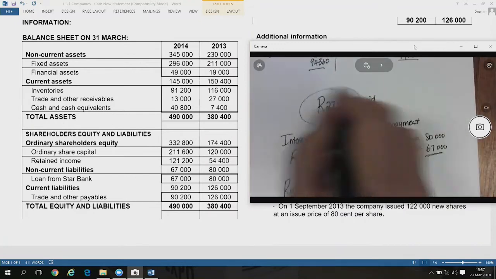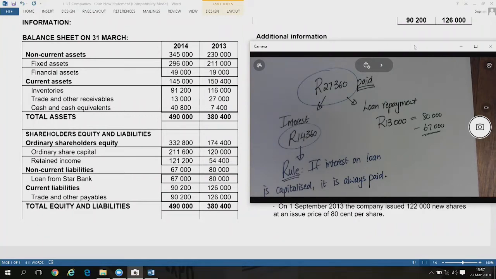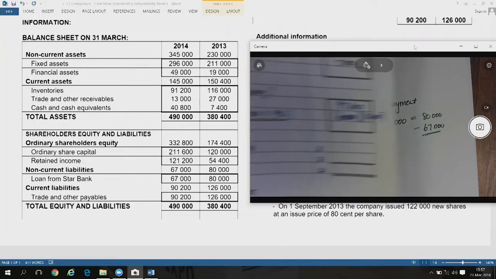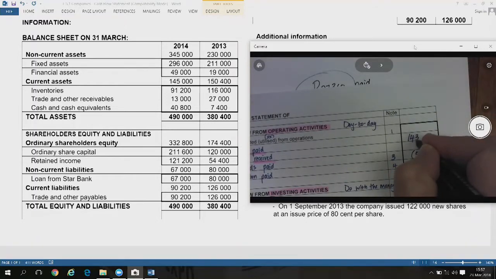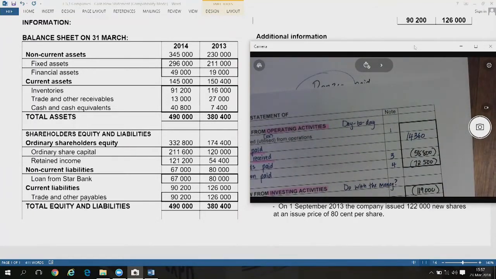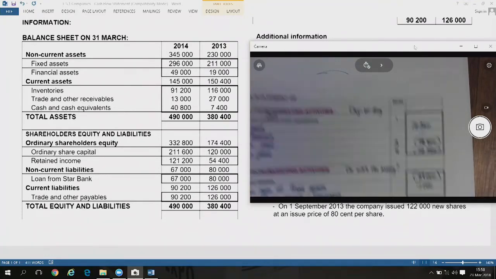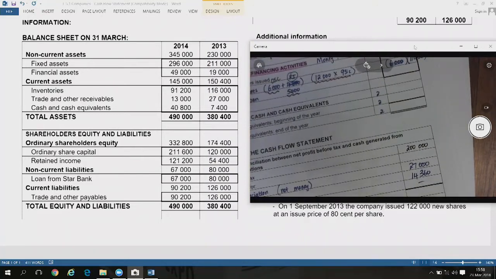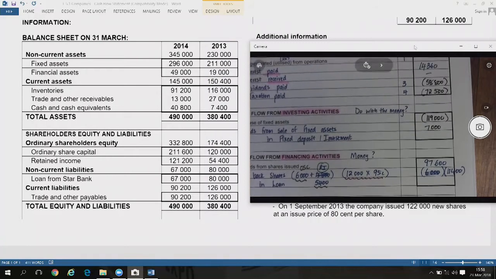Because when you pay money, you first pay interest. So the moment that you put the 14,360 at the bottom, you put the 14,360 for interest paid, because it is the same amount. When is it not the same amount? When there's accrued expenses for interest. Okay, there wasn't an interest received and an interest income there.